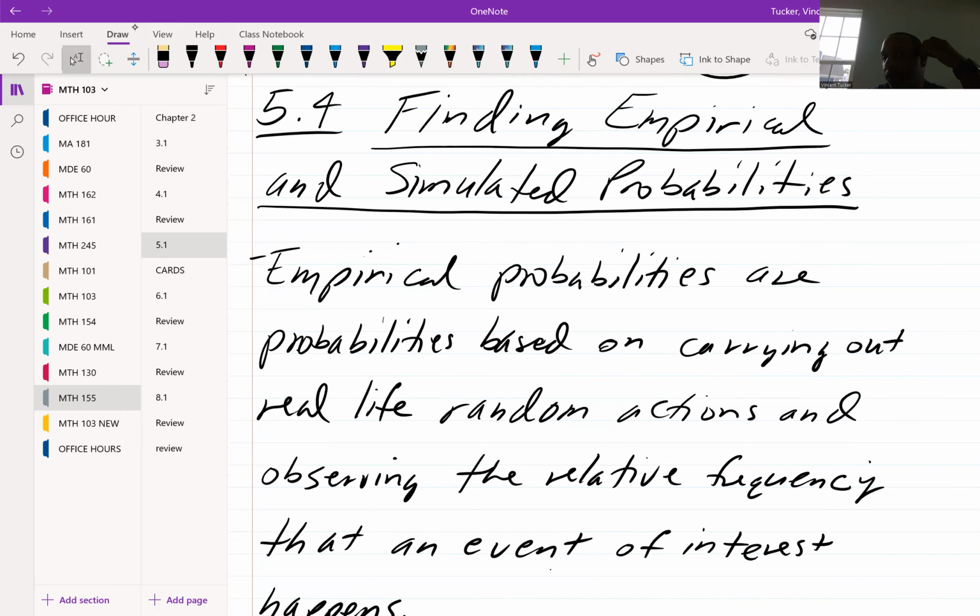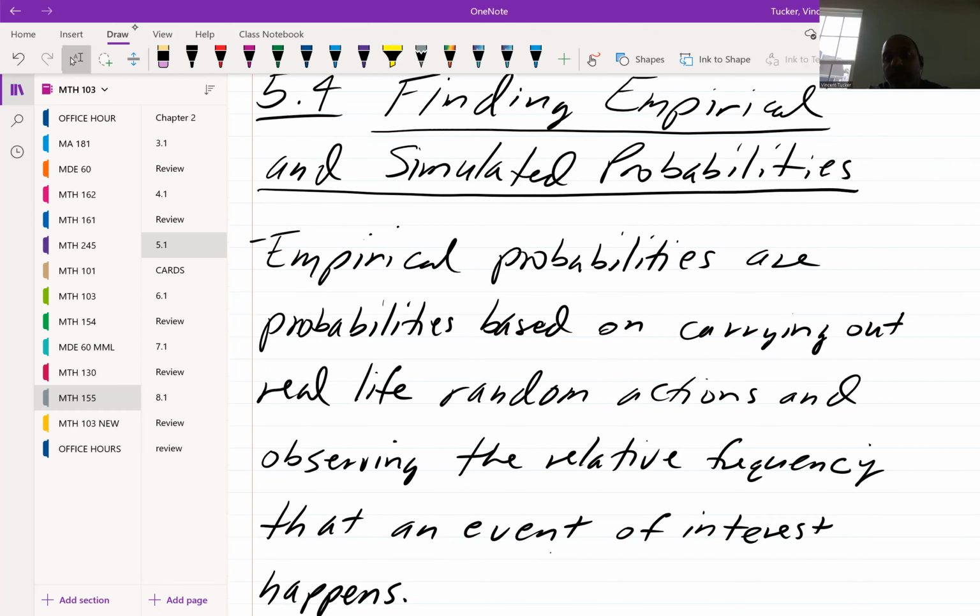All right, so 5-4, finding empirical and simulated probabilities. Empirical probabilities are probabilities based on carrying out real life random actions and observing the relative frequency that an event of interest happens.